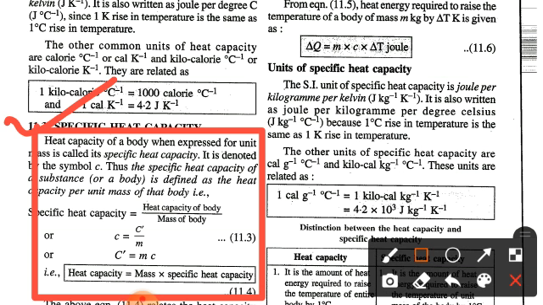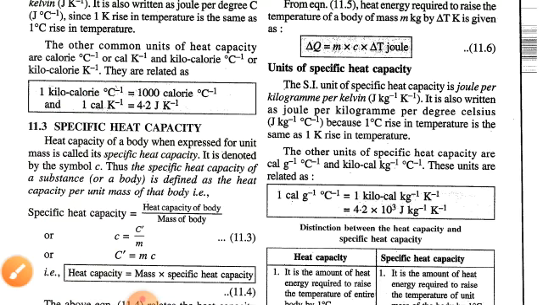Thus, the specific heat capacity of a substance or a body is defined as the heat capacity per unit mass of that body. So you can write the formula: specific heat capacity equals heat capacity of the body upon mass of the body. In place of c you write small c, equals heat capacity of the body, C dash, upon mass of the body, M. After solving this relation, you will get C dash equals M c. What is C dash? C dash is your heat capacity, equal to mass into specific heat capacity. This is the relation between heat capacity and specific heat capacity. I hope it is clear.